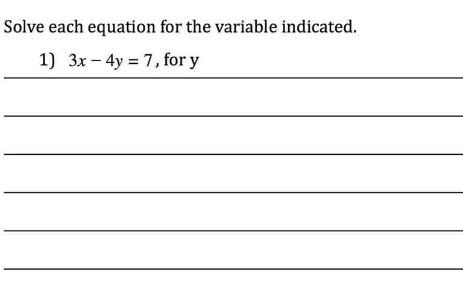Okay, so we have 3x minus 4y is equal to 7, and we're told to solve for y. So first of all, is y completely by itself? Well, no. And you can start these any of a bunch of different ways. But for this one, I'm looking at the left side, and I see that there's 3x, and then there's minus 4y, and then over here I have 7. For me, I'd really like to get rid of that 3x first.